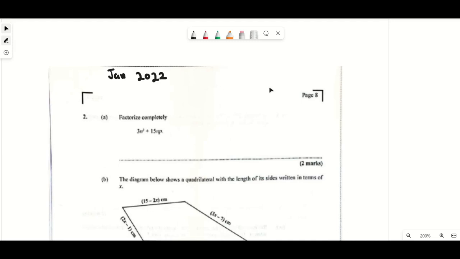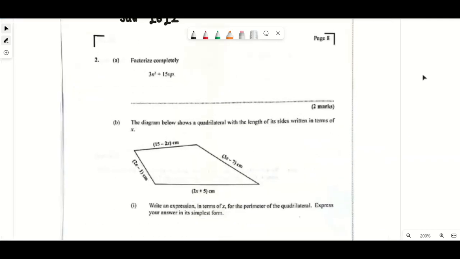Hello, good day everyone. So today we'll be doing January 2022 number 2 questions, right? Which is basically factorization, solving quadratics, adding of algebra, all those lovely stuff, right?